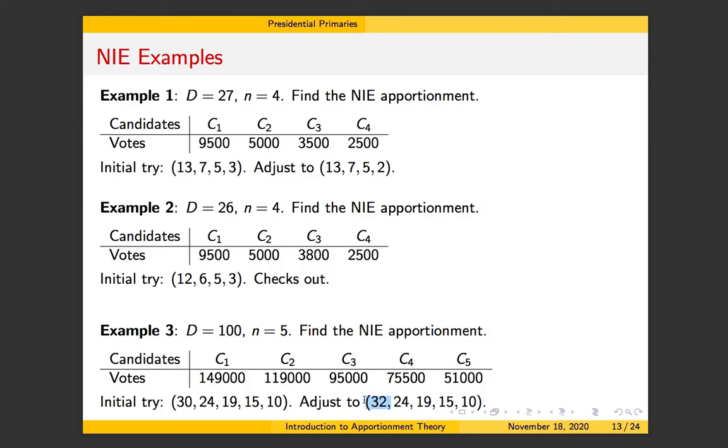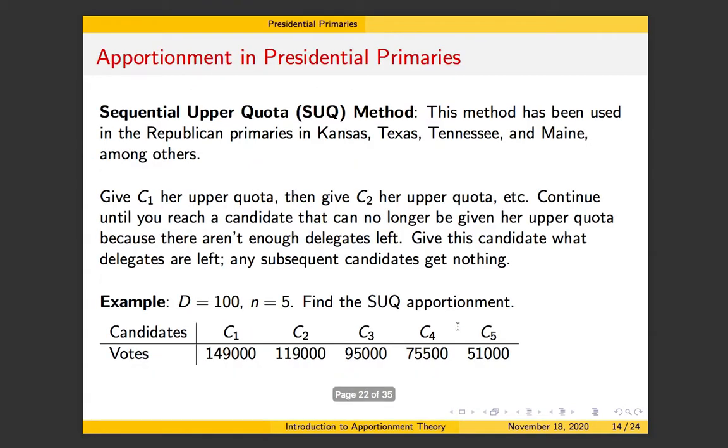Okay, so here's another apportionment method. In contrast to Hamilton's method, which doesn't help the top candidate punish the bottom candidate like this. Okay, so let me quickly show you one other method.